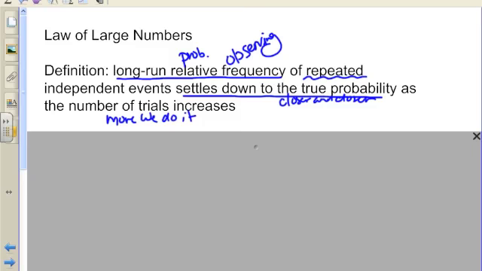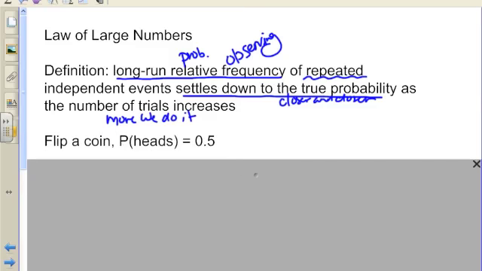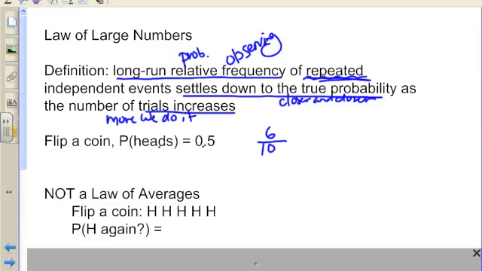So again, the most common example we talk about is flipping a coin. We say that the probability of getting heads is 0.5, half, 50-50. But if you were to flip 10 coins, it wouldn't be unusual to see 6 heads. That's because we're not doing a large number of trials. But if we did this 10,000 times, we'd get a lot closer to half heads. And this is not a law of averages.